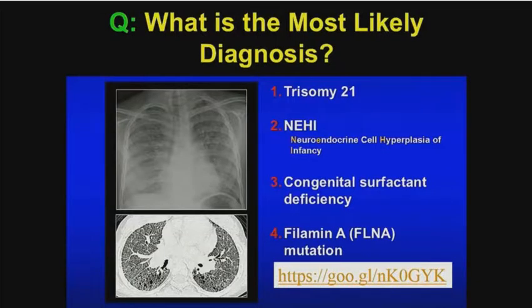Could that be due to an underlying mutation such as trisomy 21? Could that be NEHI, which is also known as neuroendocrine cell hyperplasia of infancy? Could that be congenital surfactant deficiency? Or could this be a filamin A mutation? And we're going to give you 10 seconds to think about it and answer the question.